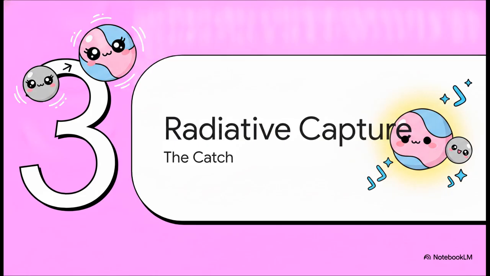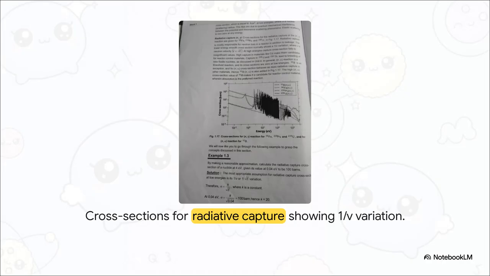Okay, Section 3, the catch, or radiative capture. If elastic scattering was all about bouncing, radiative capture is when the nucleus completely absorbs the neutron. It literally just swallows it whole. Tracking this capture probability for different elements, look at how the line swoops dramatically downward as you move from left to right as the energy increases on the bottom axis.